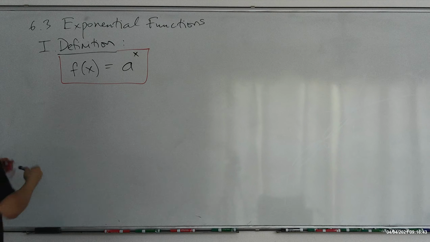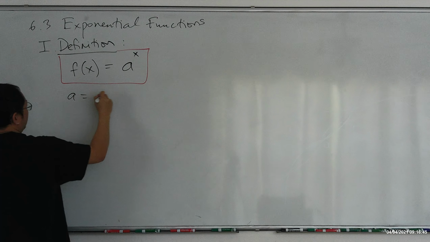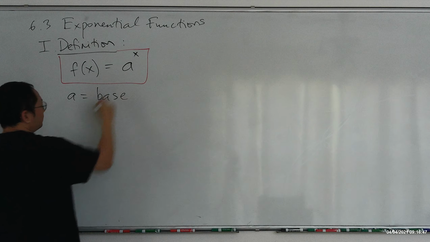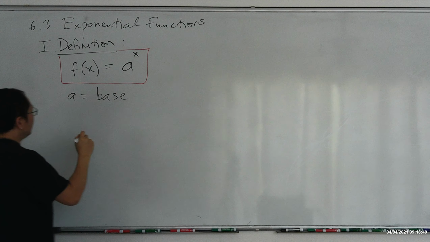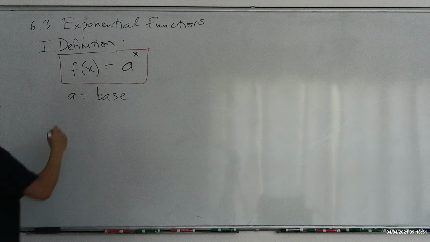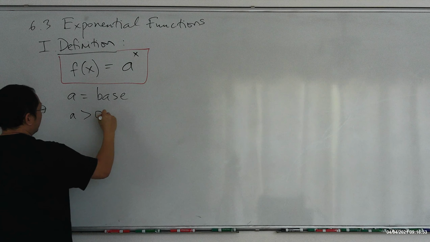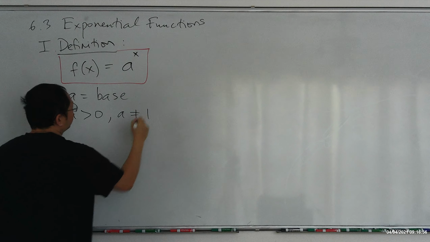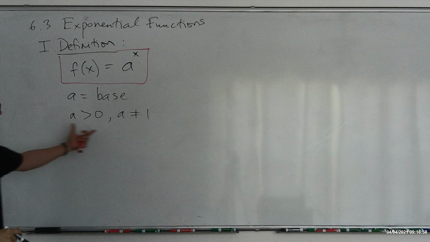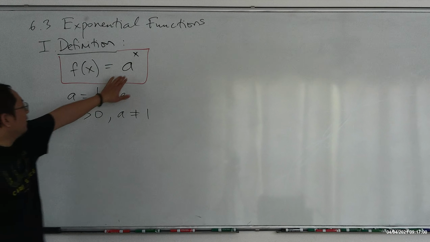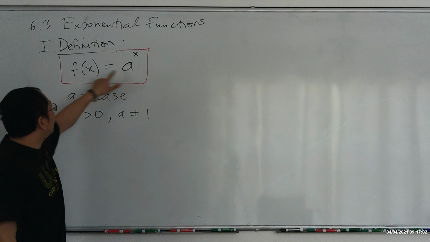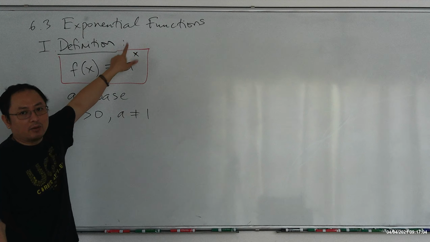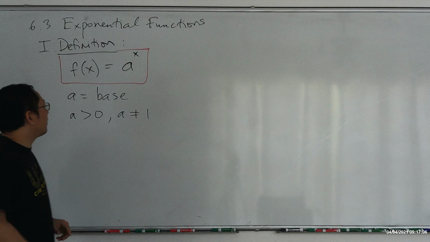Here a is usually called the base number. And we have some conditions for the base. a has to be positive, and a has to be different from 1. Let me explain the conditions. a has to be different from 1 because if you have 1 here, then the function is 1 to the x, and 1 raised to whatever exponent is always 1.